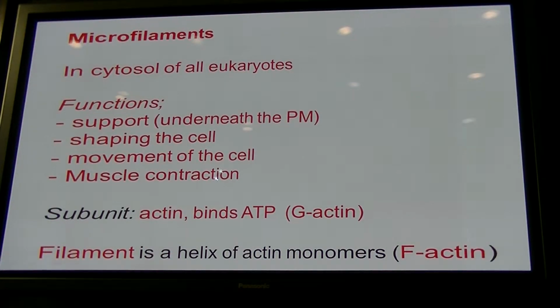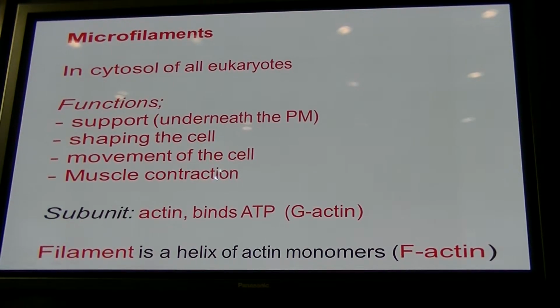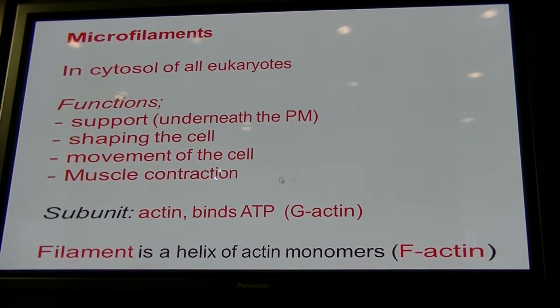Okay, let's look at the microfilaments first. Microfilaments are in all eukaryotes. What's their function? They support the cell, they support the plasma membrane, they give the cell its shape. Therefore, they allow motion of an entire cell, and in animals, they're part of the mechanism for muscle contraction.